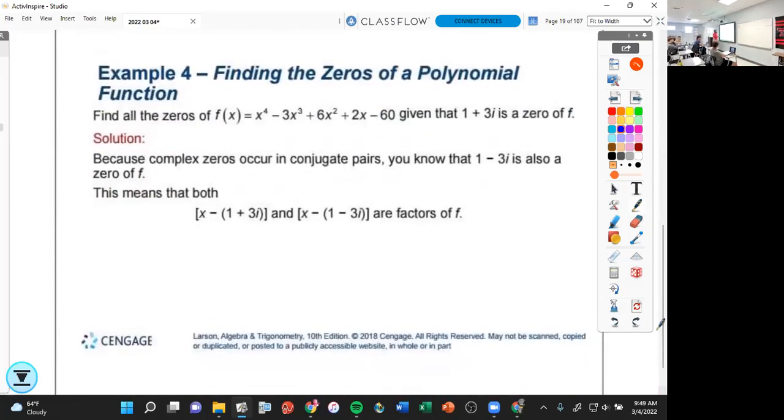Find all the zeros of this function given that 1 plus 3i is a zero. If 1 plus 3i is a zero, what else do we know? 1 minus 3i is also one. Okay? So look how this is written. I have x minus, and they put 1 plus 3i in parentheses, times x minus 1 minus 3i in parentheses.